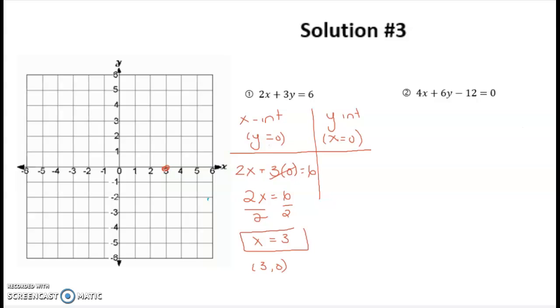Okay, for my second point, I'll do it over here. So x is 0. So 2 times 0 plus 3y equals 6. So 2 times 0 is 0. So we just have 3y equals 6 and y equals 2. So my point, x is 0 and y is positive 2. So here's my line.